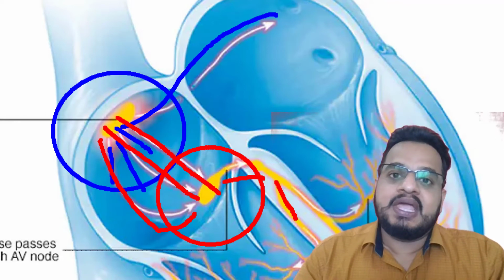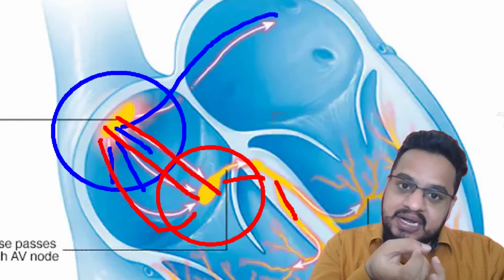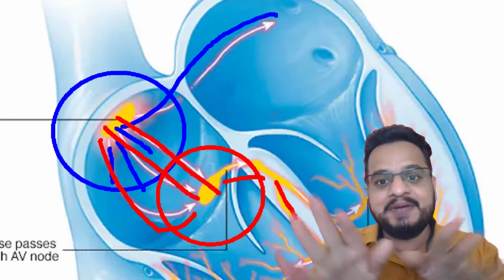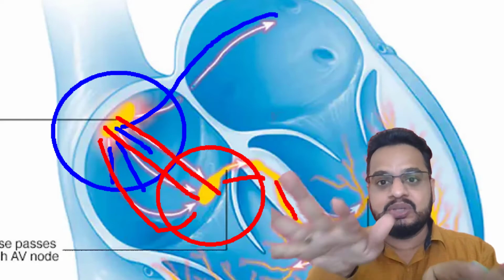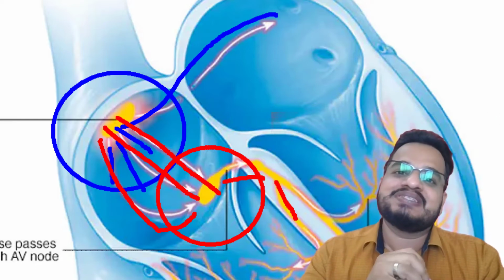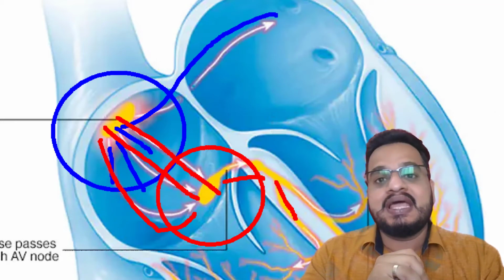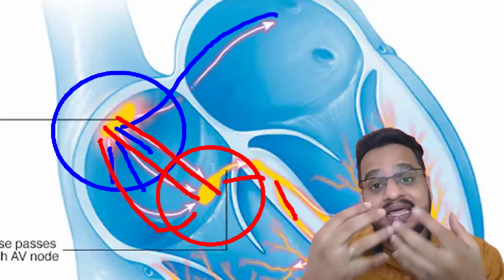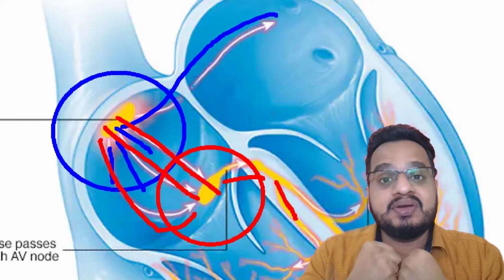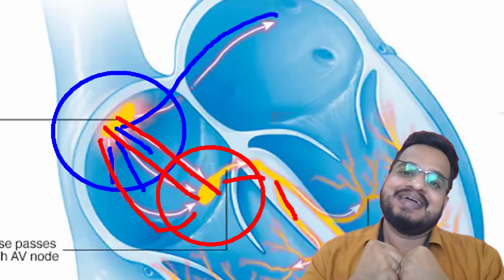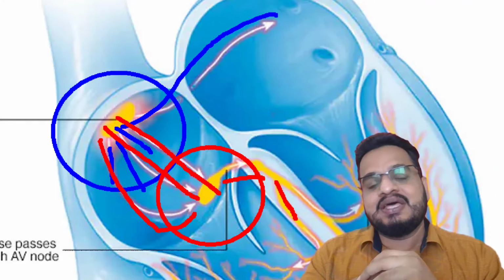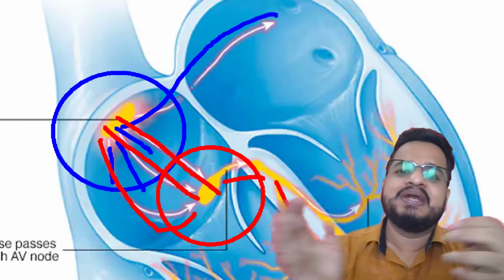The impulses which are coming from the AV node pass on through these yellow colored Purkinje fibers and the bundle of His. The impulses then come to the ventricle. So there will be ventricular contraction, and thereafter ventricular relaxation again. So this is what the heartbeat is.